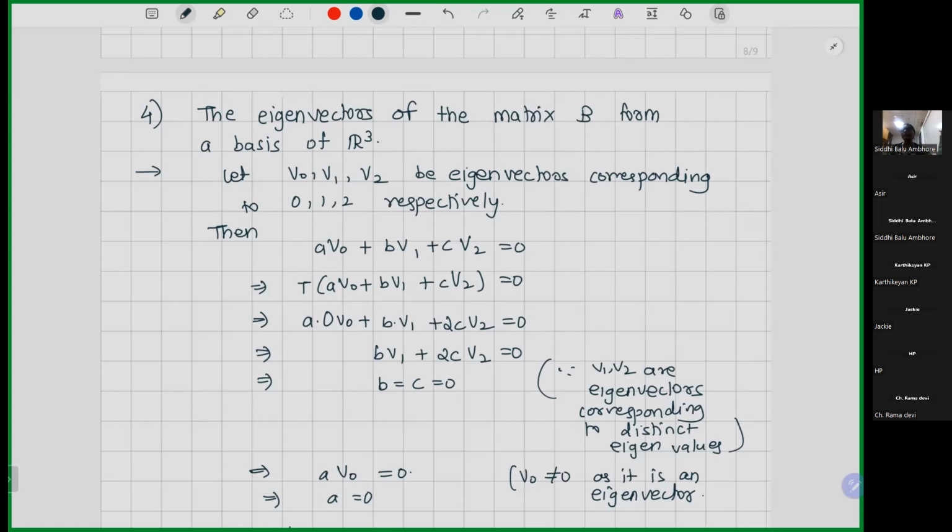Ma'am, I understood what you said, but just to reassure myself, if I rephrase the statement as: the eigenvectors of a matrix n into n form a basis of Rn, is it true?